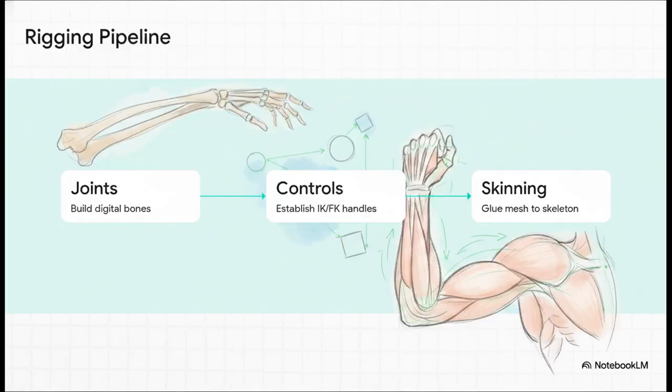This rigging pipeline generally hits 3 main beats. First, you build the bones. Then, you set up the controls. But the real magic, that happens during skinning. Skinning is basically gluing our 3D polygon mesh directly onto that new digital skeleton. The rigger has to mathematically dictate exactly how much the skin of the bicep bulges when the elbow joint bends. It takes an insane mix of anatomical knowledge and hardcore software skills.